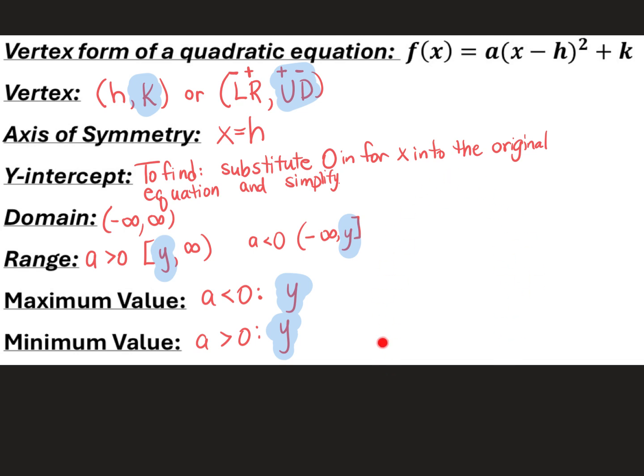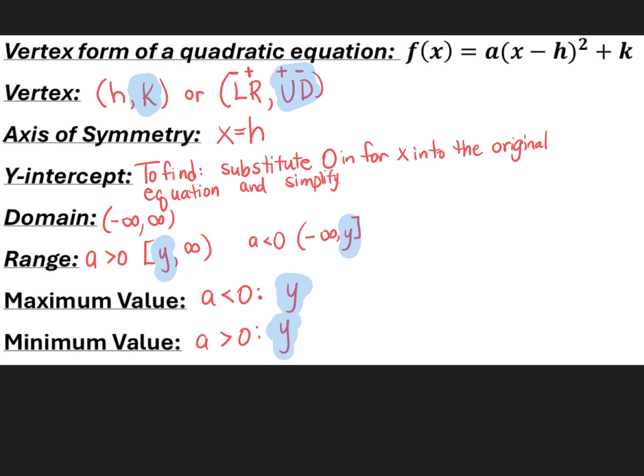So for the range, it's coming from negative infinity to the y-coordinate of the vertex. So this is if it's pointing down, this is if it's pointing up. It has a maximum value if it's pointing down, and that maximum value is the y-coordinate of the vertex. So that would be k here. And it has a minimum value if it's pointing up, and that minimum value when it's pointing up is the y-coordinate of the vertex. So again, those go together.